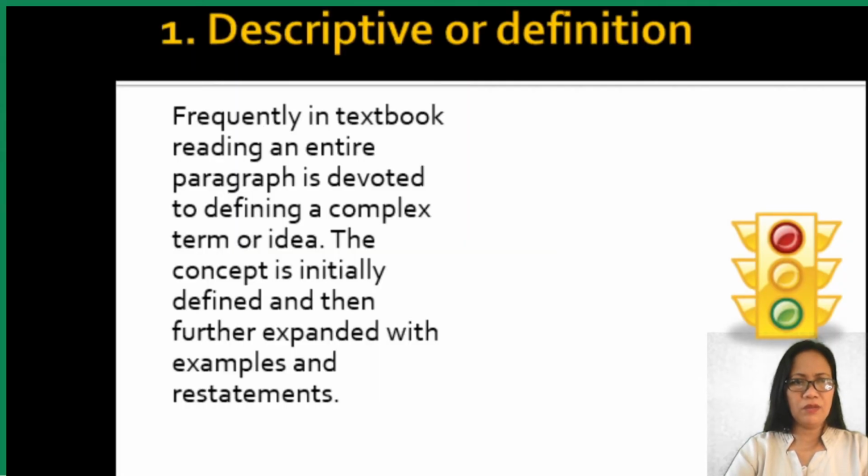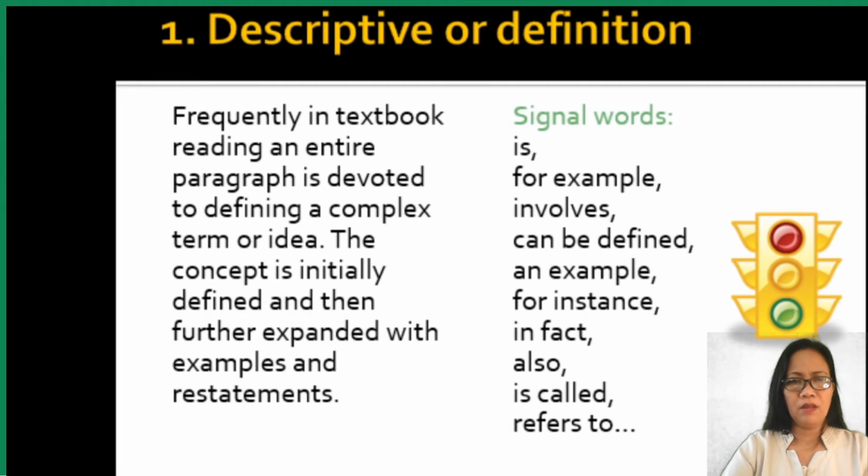So let's talk about descriptive or definition. Frequently in textbook reading, an entire paragraph is devoted to defining a complex term or idea. The concept is initially defined and then further expanded with examples and restatements. We use some signal words for descriptive or definition, like is, for example, involves, can be defined as, an example, for instance, in fact, also, is called, and refers to.